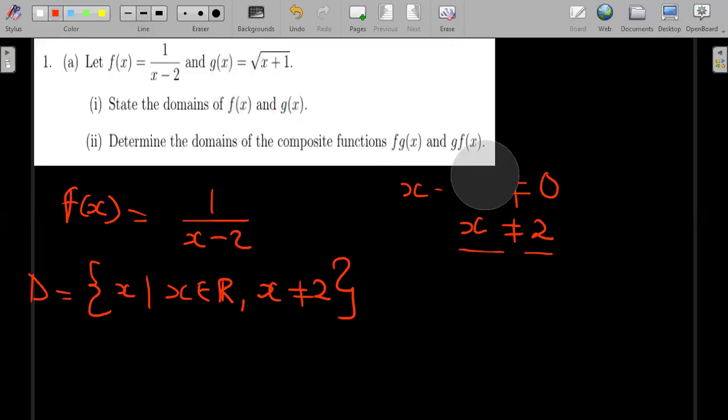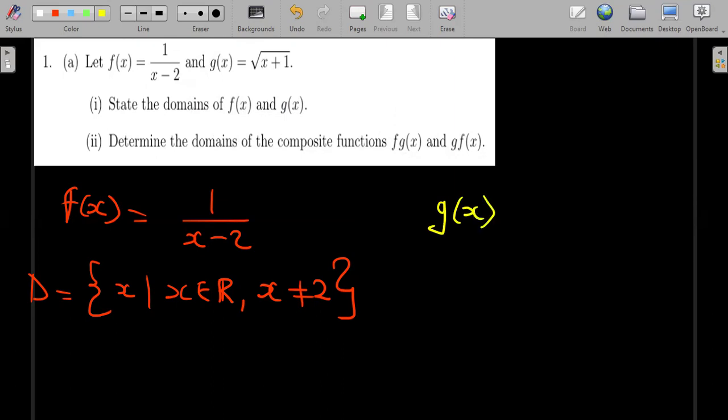What about the domain of the function g of x? The function g of x has a square root. Whenever you see a function with a square root, that function is called a radical function. To find the domain of a radical function, you need to make sure that what is under the root is never a negative number. Because you can't find the root of -5 if you're considering the set of real numbers, unless you go to the complex numbers. But here we're considering the set of real numbers, so there's no square root for -100.